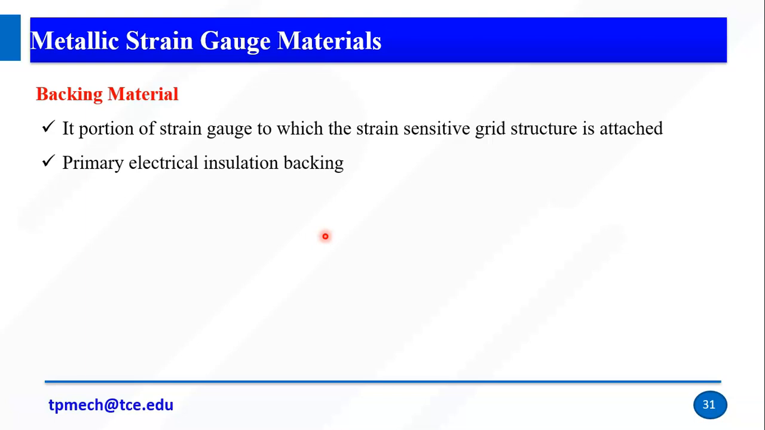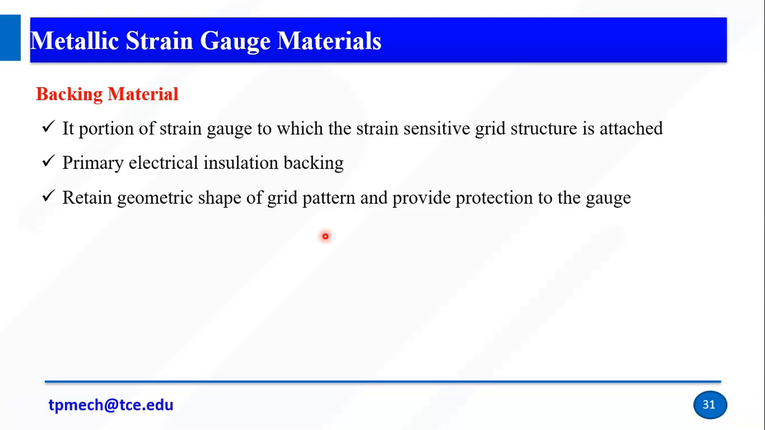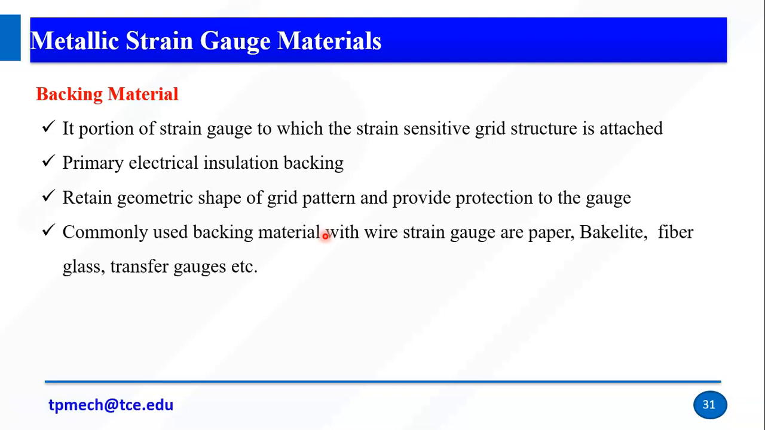It provides primary electrical insulation, retains the geometric shape of the grid pattern, and provides protection to the gauge. Commonly used backing materials with wire strain gauges are paper, bakelite, fiber, glass, and epoxy glass. These are some of the backing materials you can use.